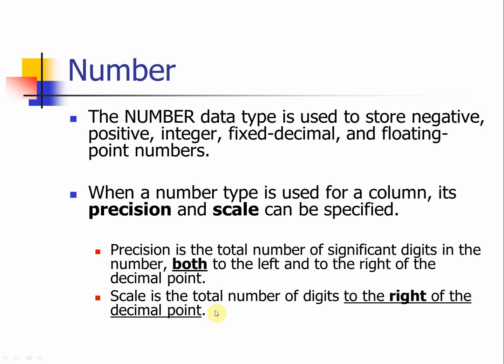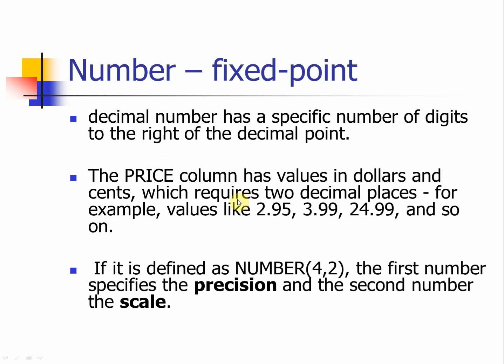The scale is the one that is going to help us do that. Scale is the total number of digits to the right side of the decimal point. And therefore, a decimal number has a specific number of digits to the right of the decimal point. So if the price column has values in dollars and cents, that requires 2 decimal places.